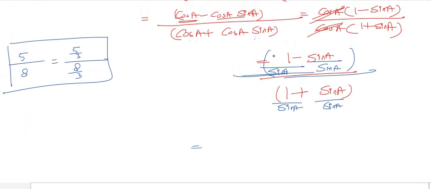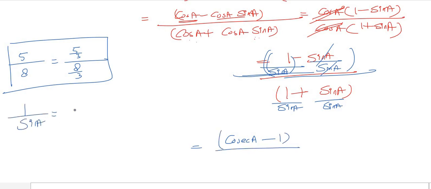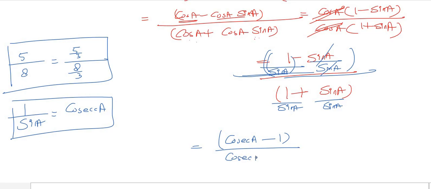So if I write it, what is 1 by sin A? It is cosec A minus, sin cancel, is 1. Right? You should know 1 by sin A is nothing but cosec A. This is a formula, so I am using it here. And 1 by sin is cosec A plus 1, because this sin and sin is also cancelled. Hence proved. This was my question.